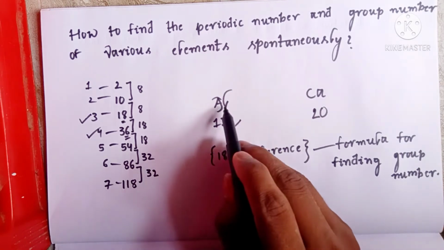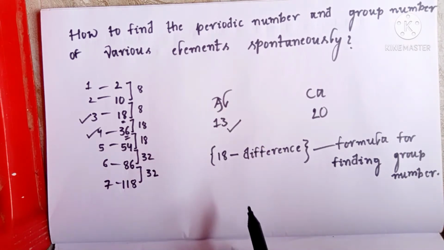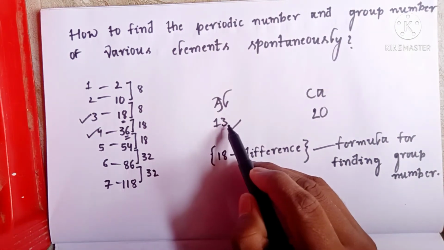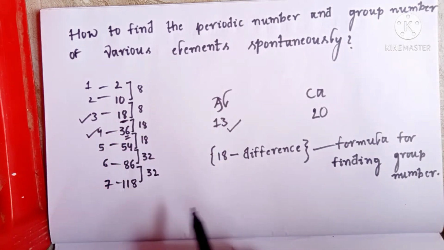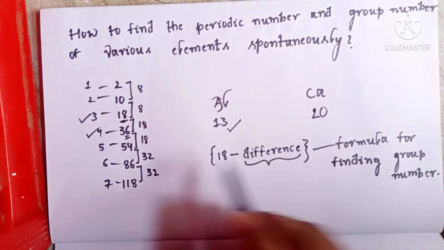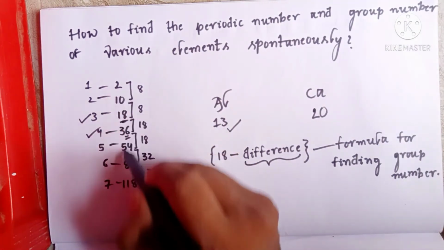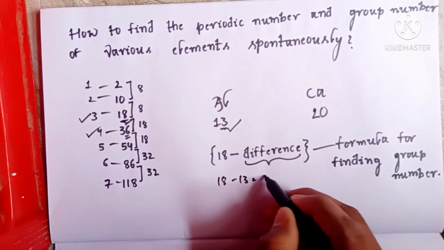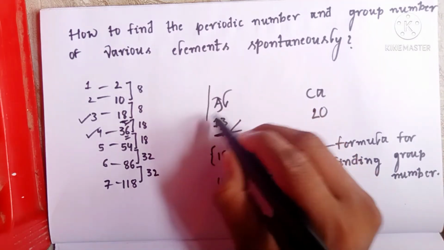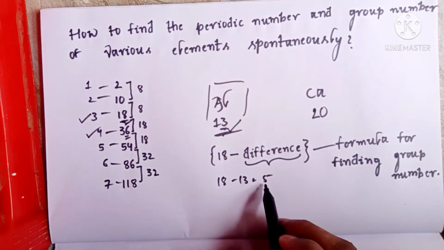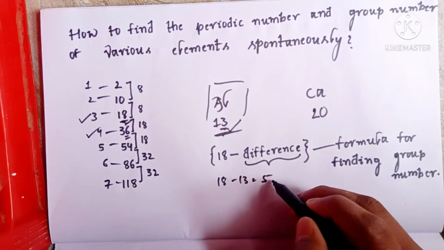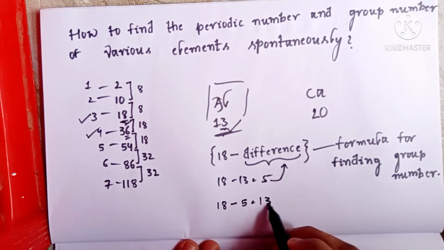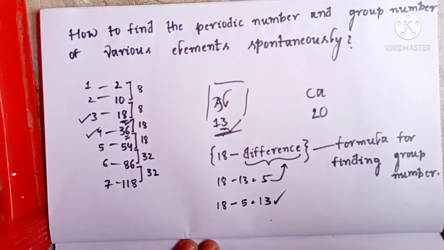Now let us find the group number of aluminium. So now what you have to do is take a number which is nearer to 13 and also greater than 13, that is 18. Now the difference between the number which you have chosen in this order and the given atomic number, that is 18 minus 13, gives us 5. For aluminium I am finding the group number, friends. So we need to substitute this 5 in the formula. So 18 minus 5 gives us 13. So aluminium belongs to the 13th group.